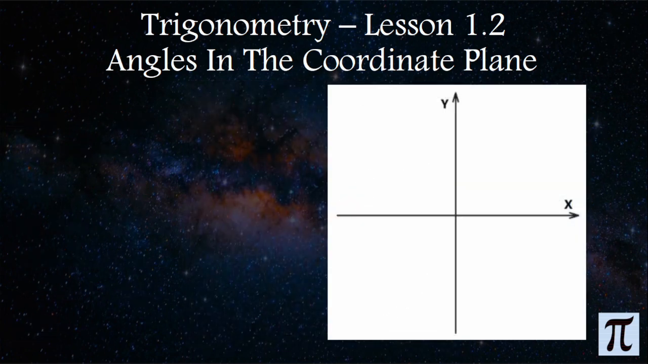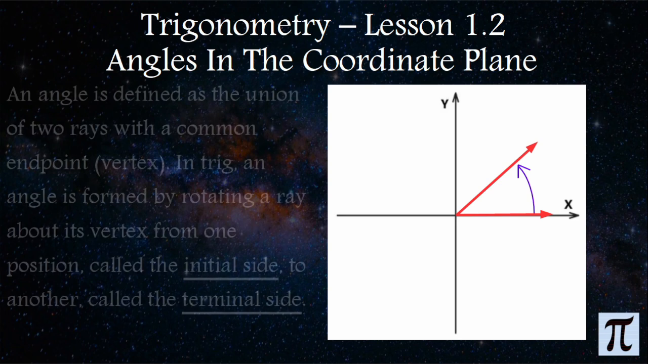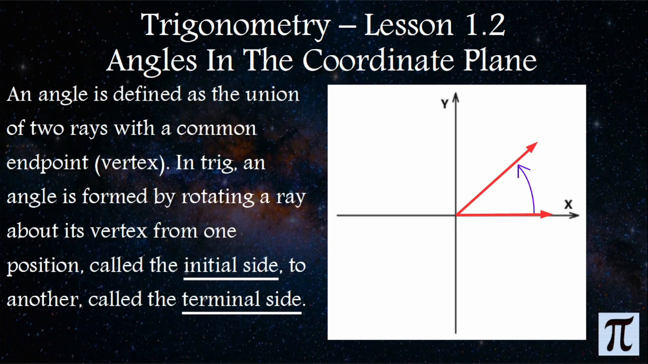Let's start off with an empty xy plane and draw a ray on the x-axis. Next, we'll rotate up and draw a second ray. And here we have an angle. An angle is defined as a union of two rays with a common endpoint, known as the vertex. In trigonometry, an angle is formed by rotating a ray about its vertex from one position, called the initial side, to another, called the terminal side. So here we can see on the bottom, along the x-axis, is the initial side, and we rotate it up to the terminal side.